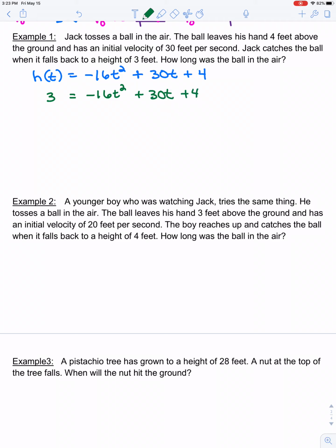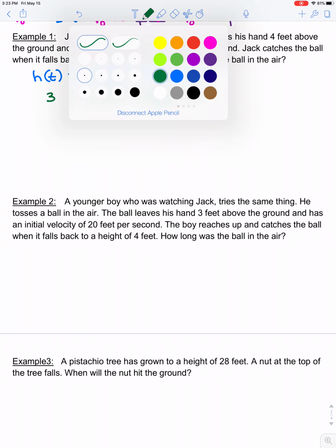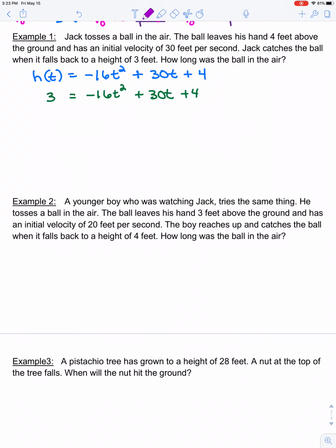Now, in order to solve, it is a quadratic equation. You need to set it equal to 0. So you need to move the 3 to the other side. So your equation is set to 0. So we have 0 equals negative 16t squared plus 30t, subtract 3, so we have plus 1. Now you can use your quadratic formula, set up your ABCs. We know A is negative 16, B is 30, and C is 1.